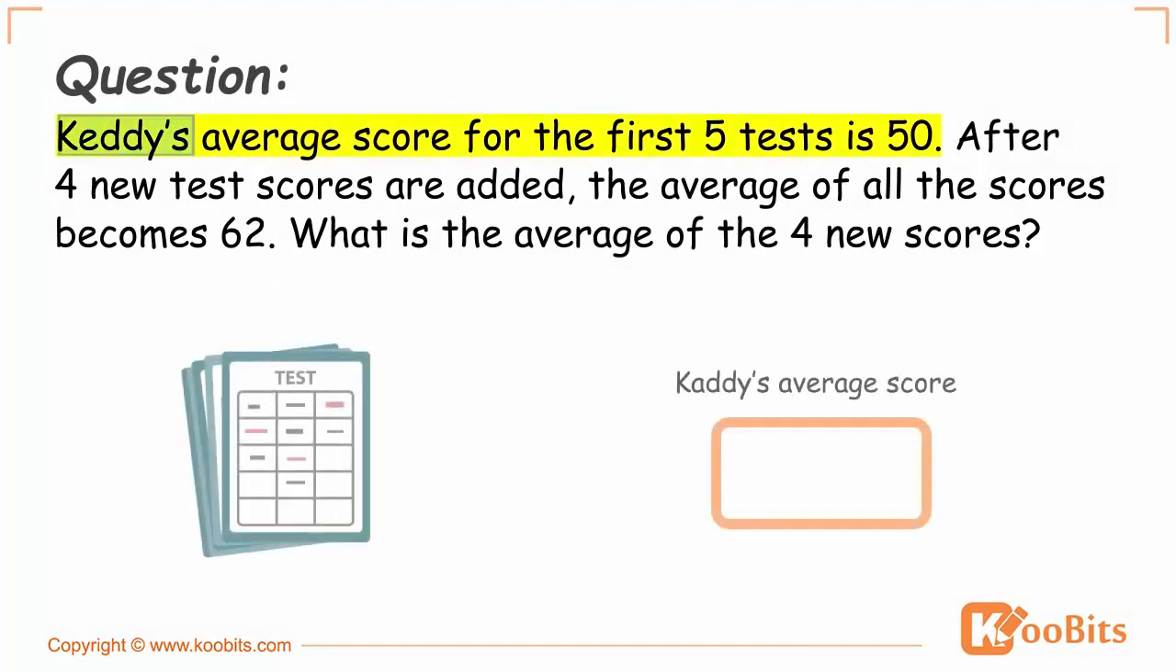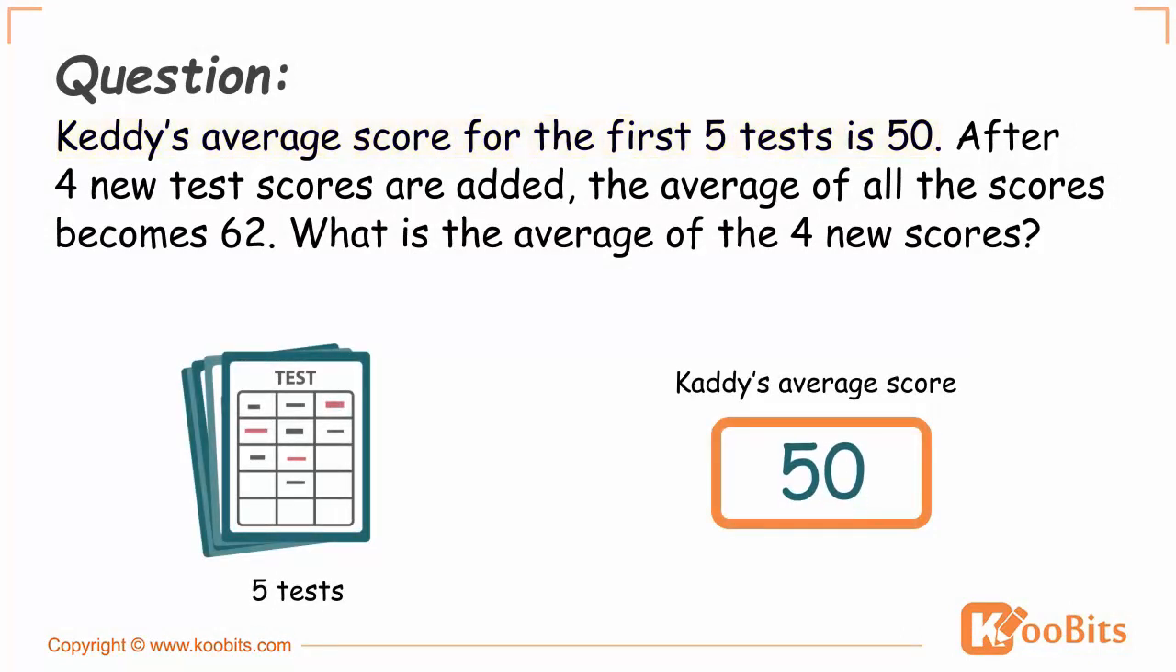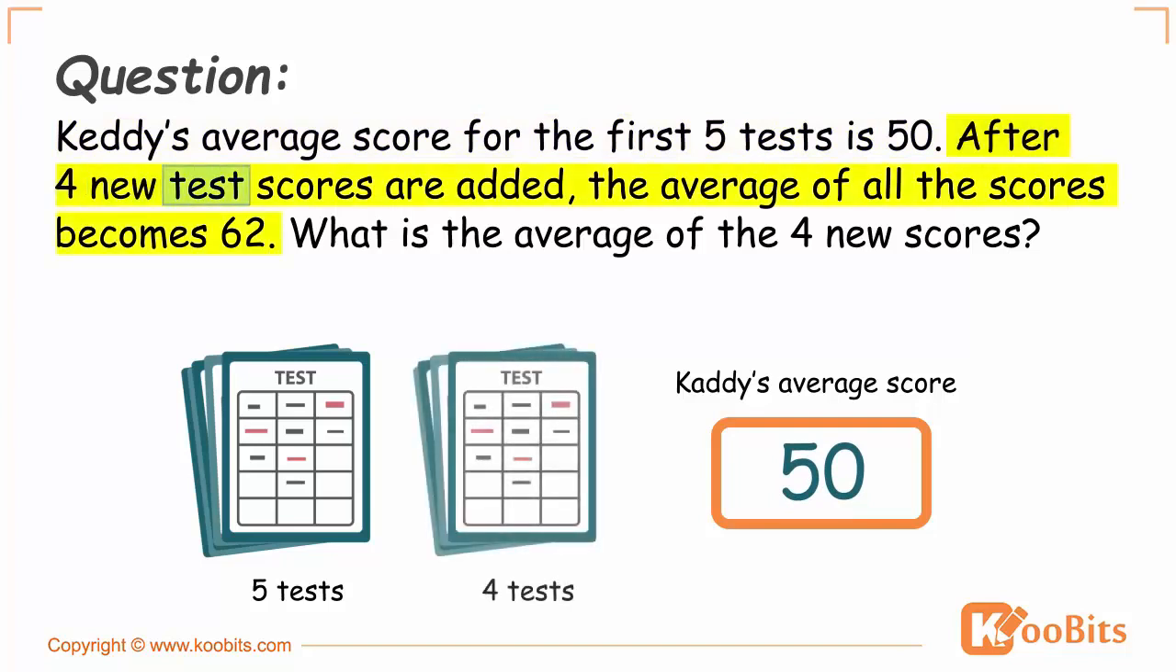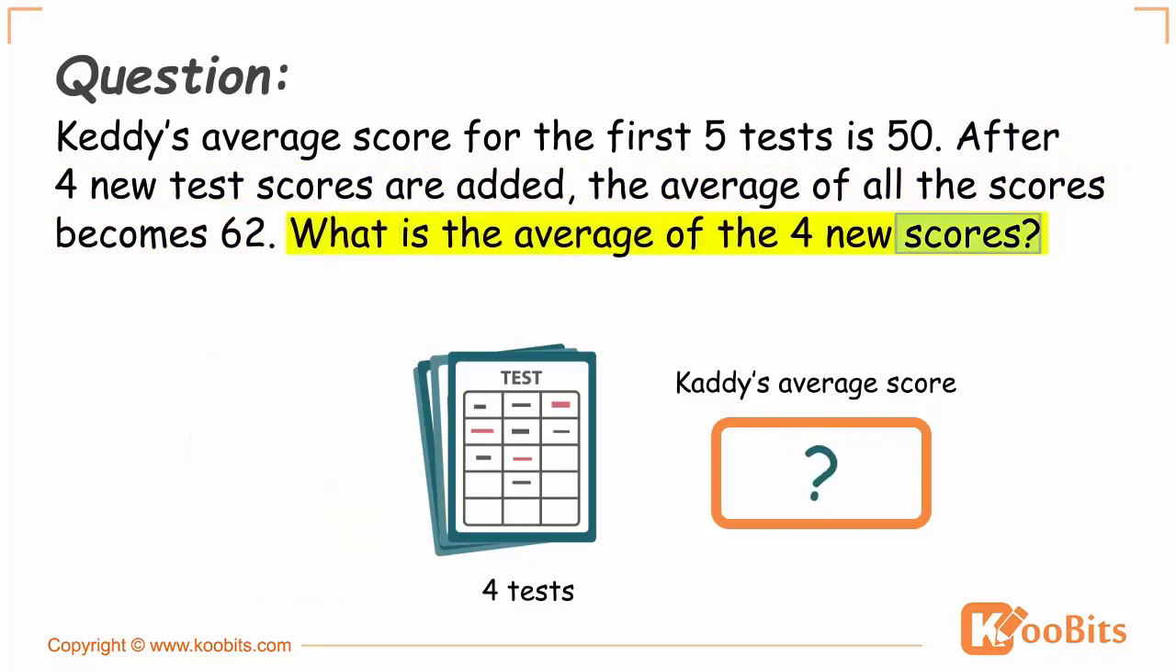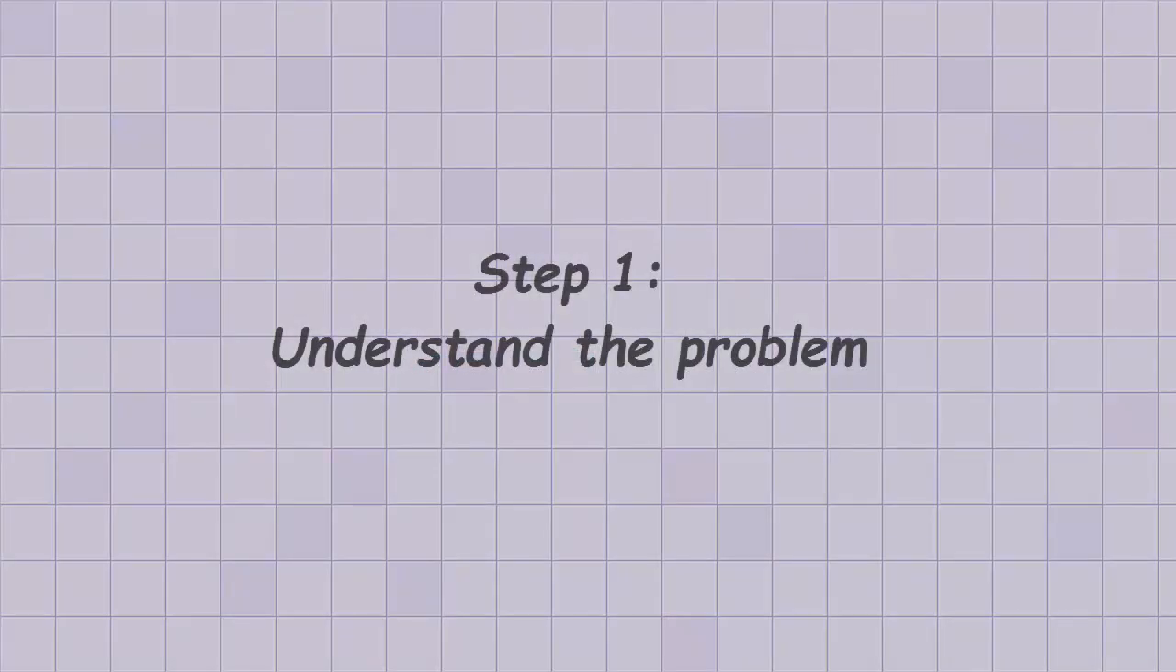Question. Ketty's average score for the first 5 tests is 50. After 4 new test scores are added, the average of all the scores becomes 62. What is the average of the 4 new scores? Let's break down the question and understand it, shall we?